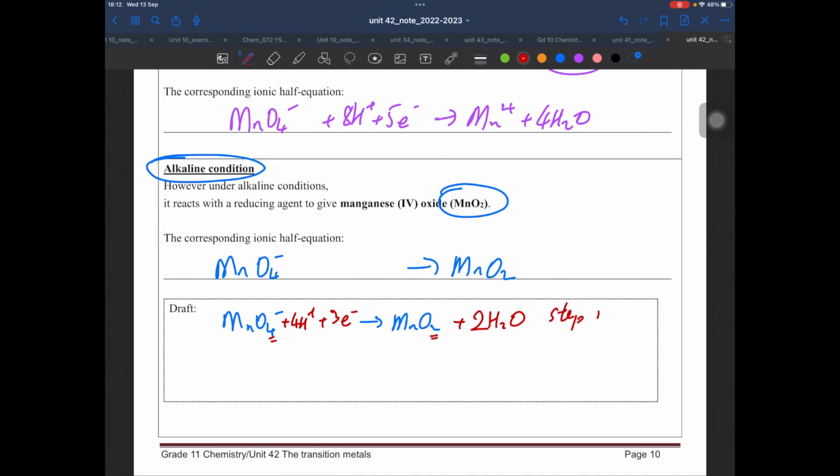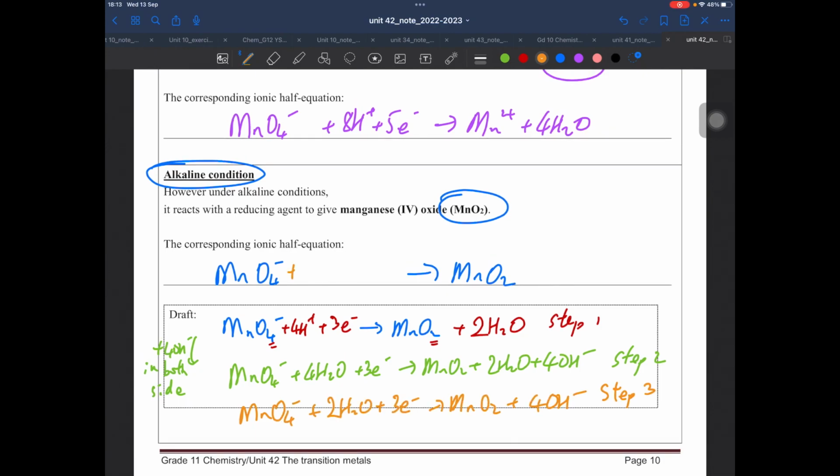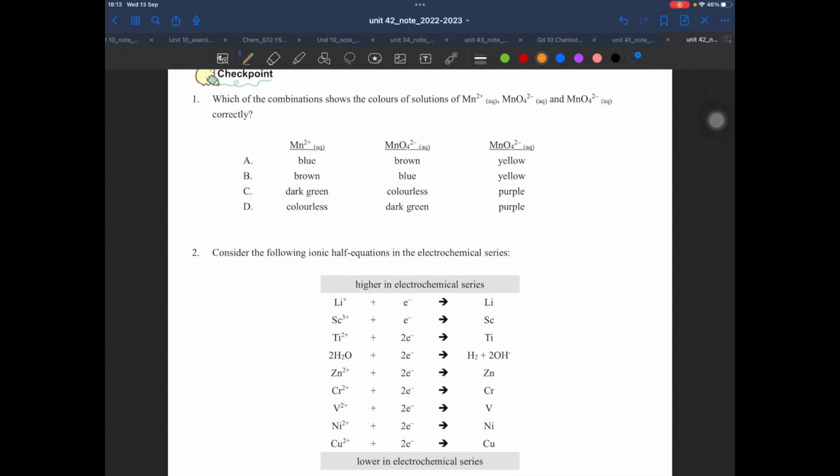Step 2 is, because there is alkaline condition, no hydrogen ion should be left here. On both sides, I add 4 hydroxide ions. Finally, like this is step 2. And sure, step 3 will be to cancel out the excess water, right? And you will get the answer. So let's copy it down. I think this is more important than memorizing the color of different ions in manganese. Alright, it's your turn. So please try this.